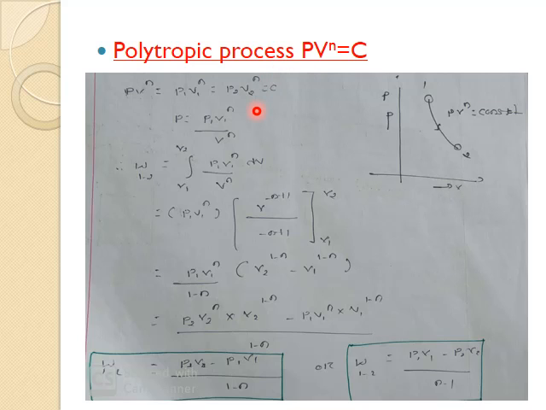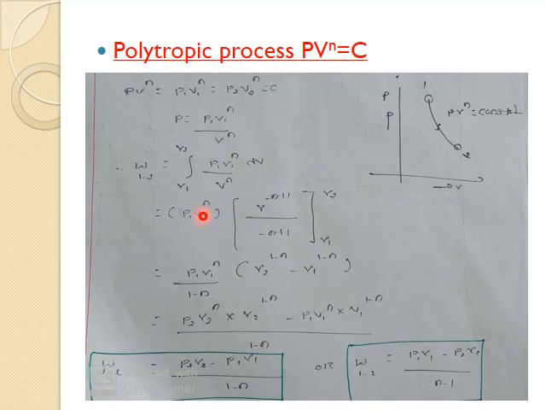Now let us derive a general expression for work done for a polytropic process. We know the relation PV to the power n, which is equal to P1 V1 to the power n, which is equal to P2 V2 to the power n, which is equal to constant. Now let us extract the value of P from the above expression. P equal to this expression. Now we know the general expression for work done, the PdV work done. If you put that P value in that expression, it takes the form like this.